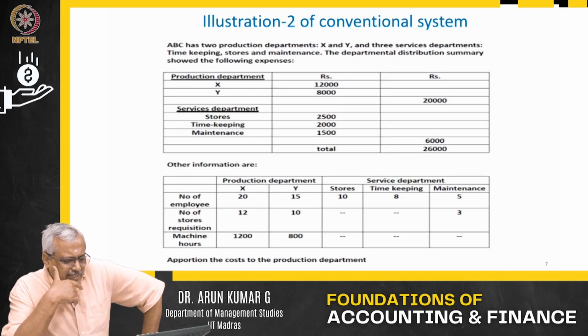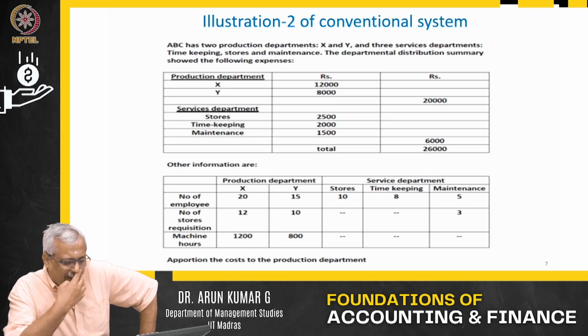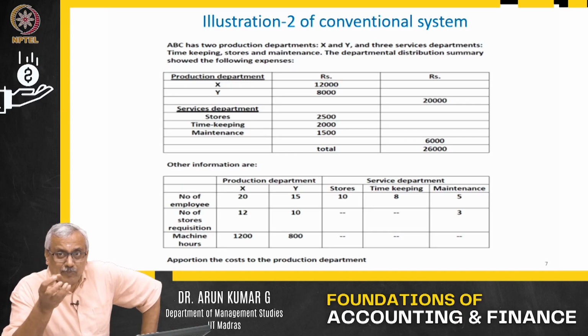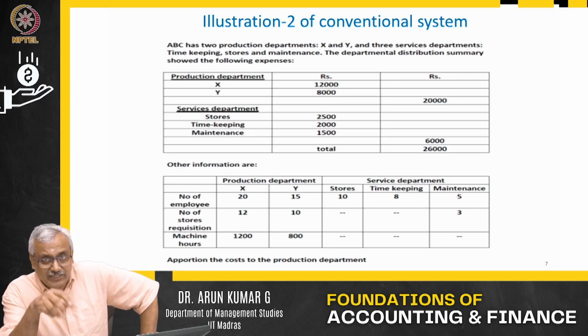In this, you see APC has 2 production departments X and Y and 3 service departments: timekeeping, stores and maintenance. Departmental distribution summary showed the following expenses. Now, here you will have to get into what is called primary distribution and secondary distribution. Simple, you see that the number of employees are there in maintenance, in timekeeping and so on, and the number of stores requisitions is there in the production departments as well as in the maintenance department also. So, the service department is also consuming some overhead.